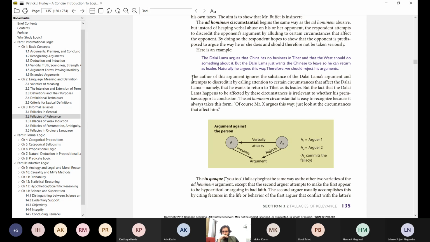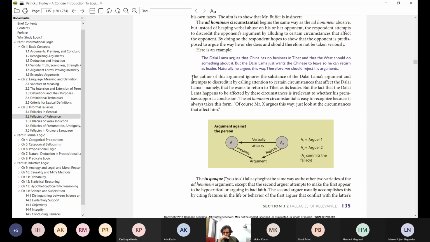The author of this argument ignores the substance of Dalai Lama's argument and attempts to discredit it by calling attention to certain circumstances that affect the Dalai Lama, namely that he wants to return to Tibet as its leader. But the fact that the Dalai Lama happens to be affected by these circumstances is irrelevant to whether his premises support a conclusion.